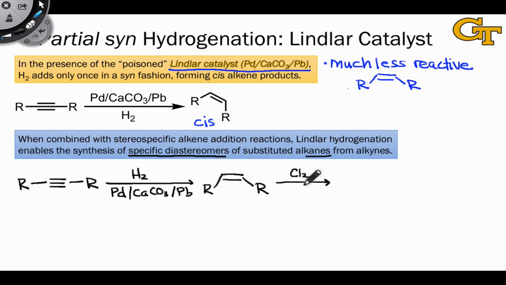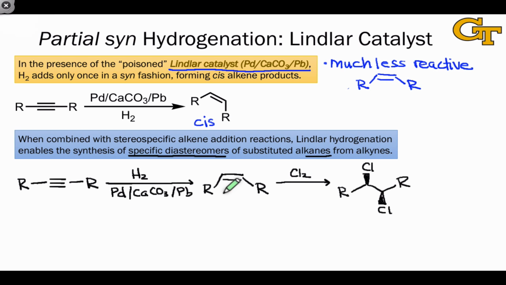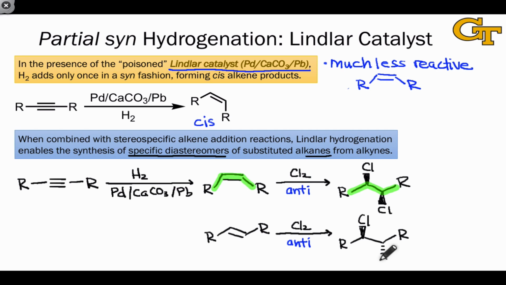For example, treatment of this alkene with Cl2 leads to a specific diastereomer of product derived from anti-addition of the chlorines across the alkene pi bond. If you're having trouble seeing that this is anti-addition, notice that we started with a cis alkene, and the way the backbone is drawn in the product indicates a trans-looking relationship between the R groups. Of course, if we had a way to generate the trans alkene product from the starting alkyne rather than the cis, the same reaction, through the exact same mechanism, would lead to the other diastereomer of product.